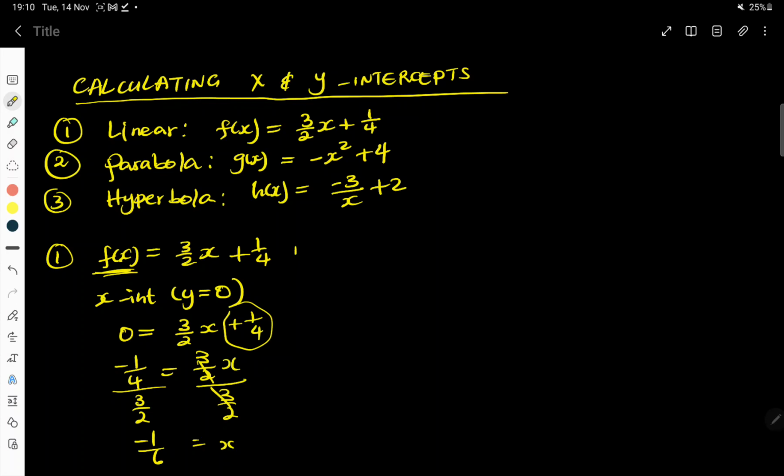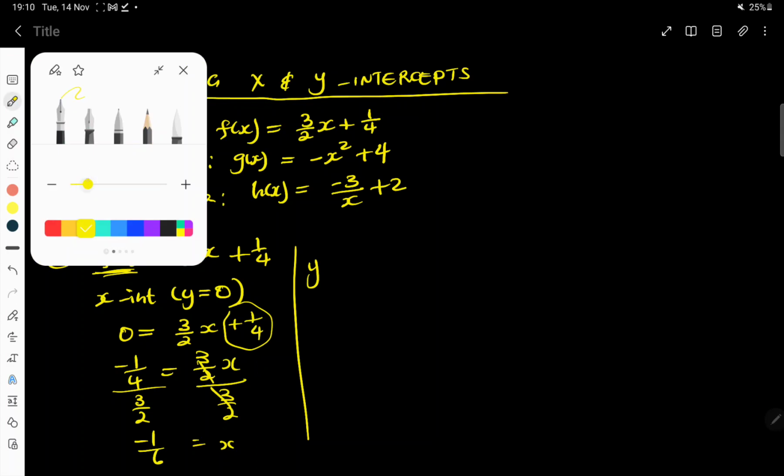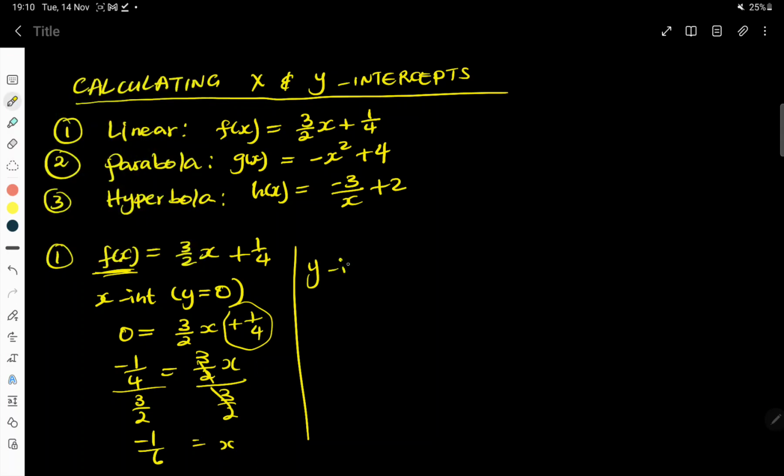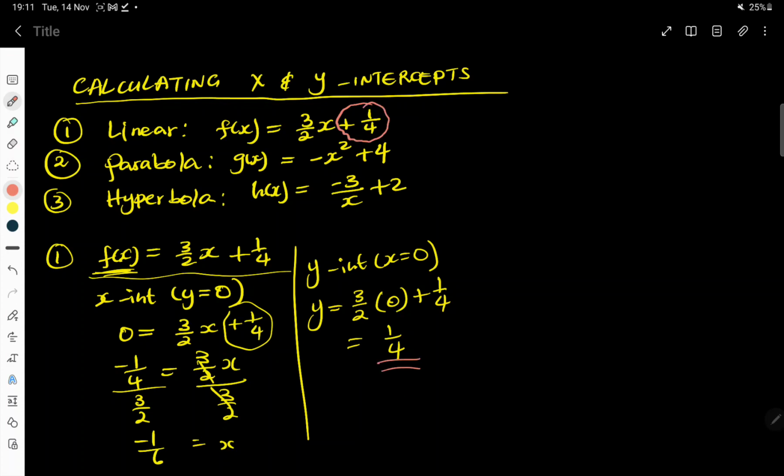And then for the y-intercept, you let your x be 0. You use the same equation, remember. Y is equal to 3 over 2, and in replacement of x, you put 0, plus 1 over 4, which is 1 over 4. Your y-intercept, you can always get it from the equation. This value there is your y-intercept. Then next, we have to know how to find it for a parabola.